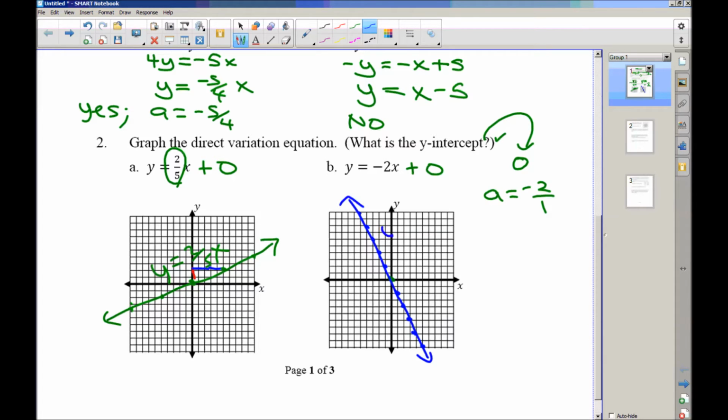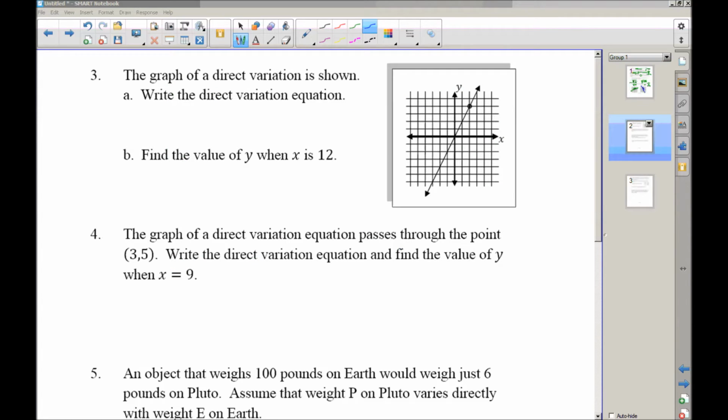And there's our equation: y equals negative 2x. Okay? All right, that concludes our first page.